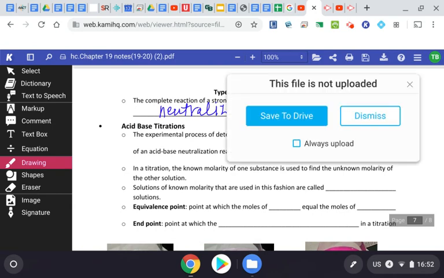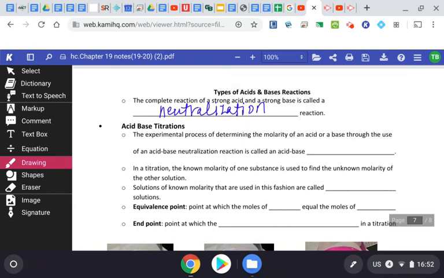Now the experimental process of determining the molarity of an acid or a base through the use of an acid-base neutralization reaction is called an acid-base titration. So in a titration, the known molarity of one substance is used to find the unknown molarity of another substance. Solutions of known molarity, and I'm going to be asking you this question a couple times, the ones that give you the molarity in the beginning of the problem, those are called standard solutions.